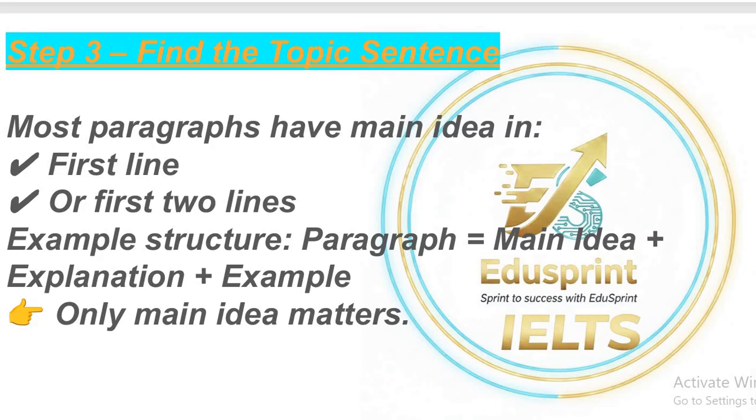Here is step 3. Find the topic sentence. So what is a topic sentence? Most paragraphs follow a structure. First, the writer gives the main idea. Then they give the explanation. And at the end, they may give an example. The first sentence is often called the topic sentence. If you can understand the topic sentence, you can understand the paragraph, so you can identify the proper answer.